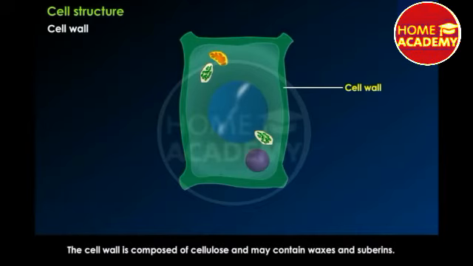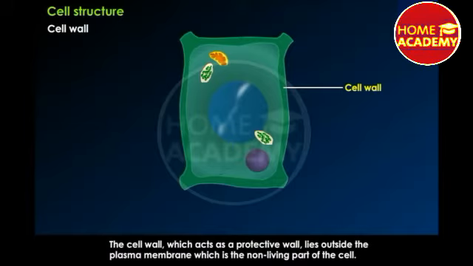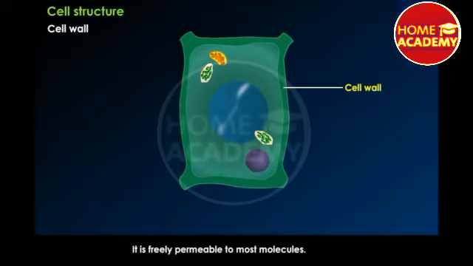Cell wall. Plant cells have a rigid and definite cell wall, which is absent in animal cell. The cell wall is composed of cellulose and may contain waxes and suberins. The cell wall, which acts as a protective wall, lies outside the plasma membrane, which is the non-living part of the cell. It is freely permeable to most molecules.